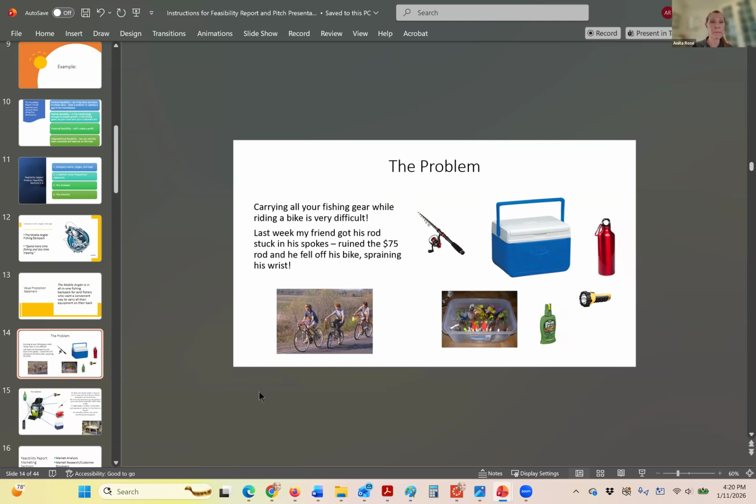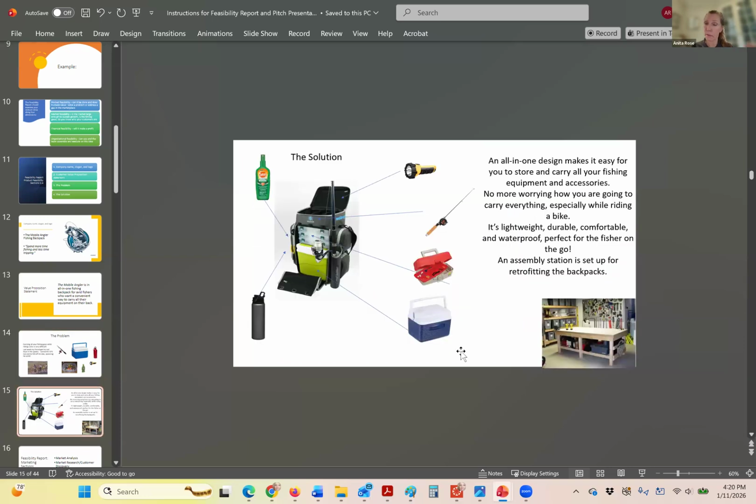So the solution is a specific backpack for a fisherman. And it has all this information in it. And this could also be not just for children, it can be for adults as well.